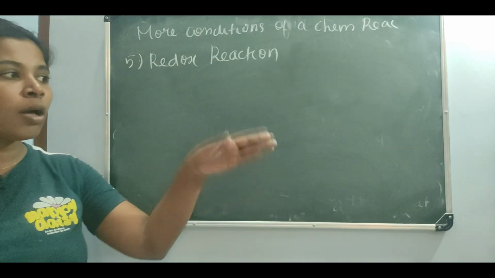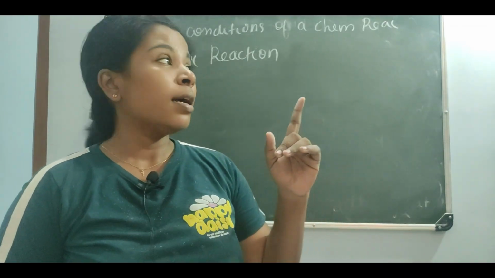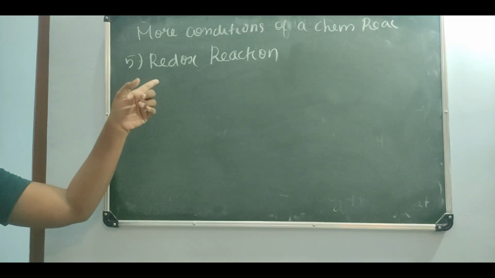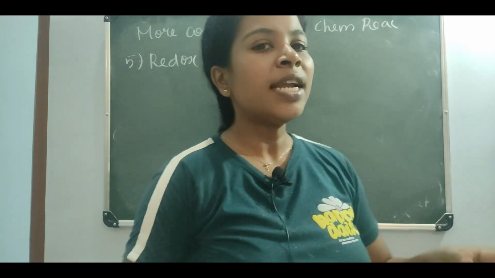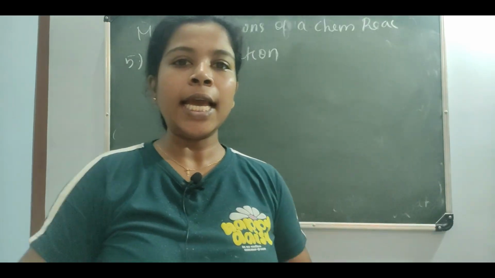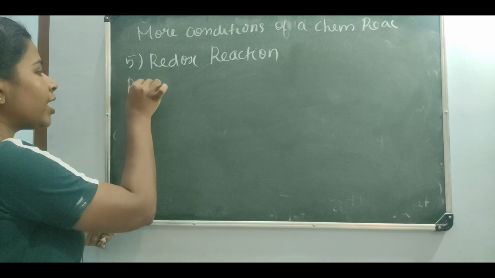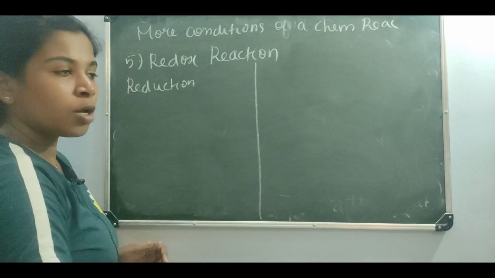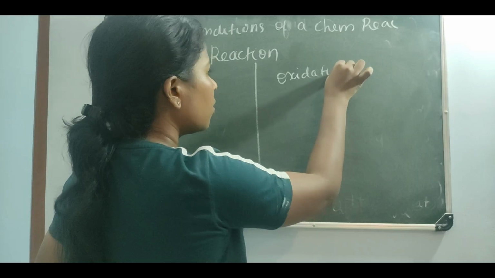You have learned in your previous classes, 8th standard and 9th standard, what is known as reduction and oxidation. Okay, but still I'll teach you here. So when oxidation and reduction take place simultaneously in a chemical reaction, then that is known as redox reaction. Now let's see what is known as reduction and what is known as oxidation. Listen here carefully.